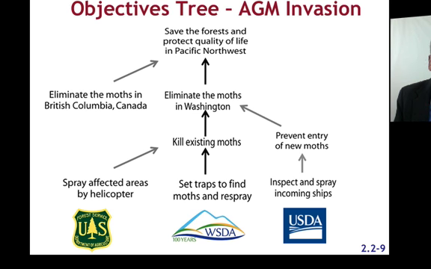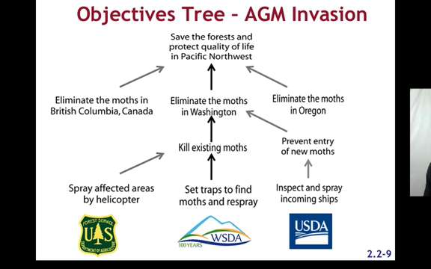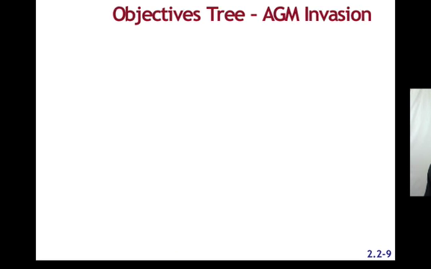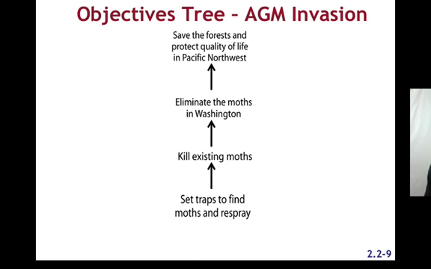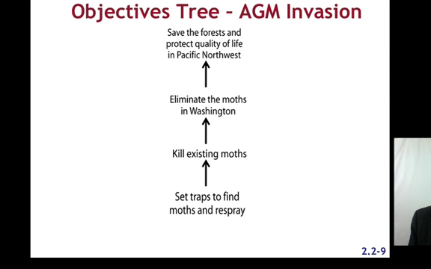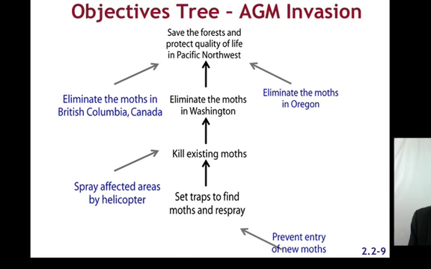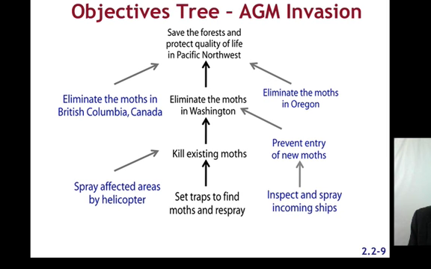Now there's a couple other elements. We also needed to eliminate the moths in British Columbia, Canada, as well as in the state of Oregon. Central stream of objectives are going to fit into our logical framework, where the others are outside of our direct control, but still necessary for success. So these are our objectives, and these are going to fit into the logical framework, but the other things that are necessary to climb up this hierarchy are some of these objectives. We put them in a different color to indicate that they are beyond our control.